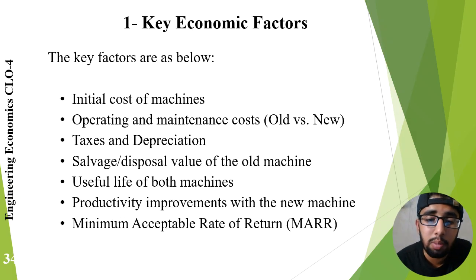Now the key economic factors. These include purchasing cost, operating cost, depreciation and taxes, salvage value of the old machine, useful life of both machines, production improvements with the new machine, and more. A comprehensive evaluation requires consideration of all these variables. This systematic approach reflects the project planning taught in the Google Project Management course.